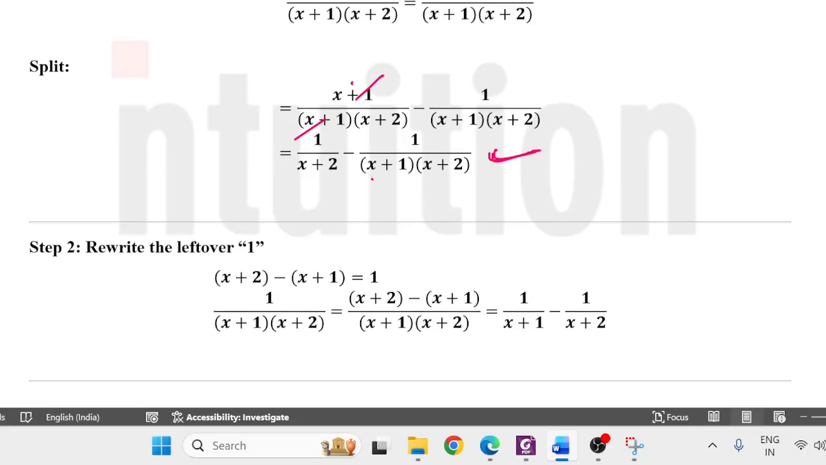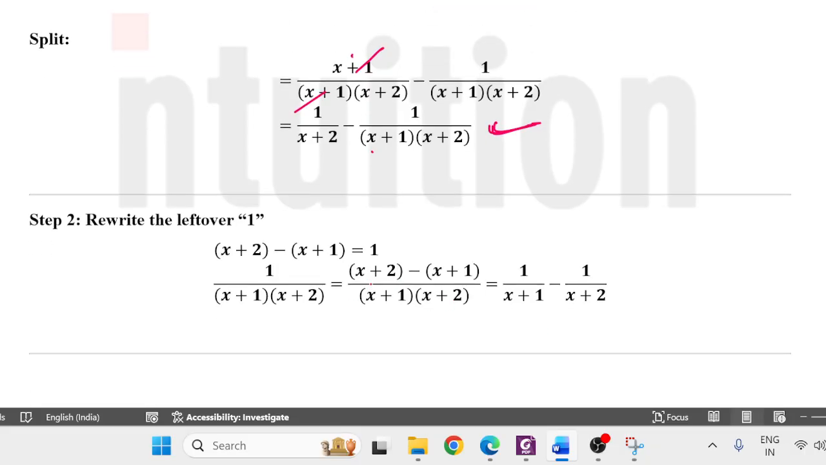So that 1 again we can write using the previous technique that I told you. That is x plus 2 minus x plus 1 is equal to 1. So 1 divided by x plus 1 into x plus 2, this is x plus 2 minus x plus 1. It's very easy to understand for students who have difficulty remembering the pattern and just want to do it without knowing any pattern or any formula.